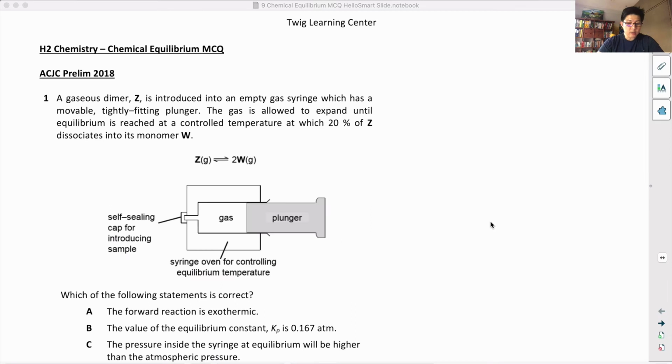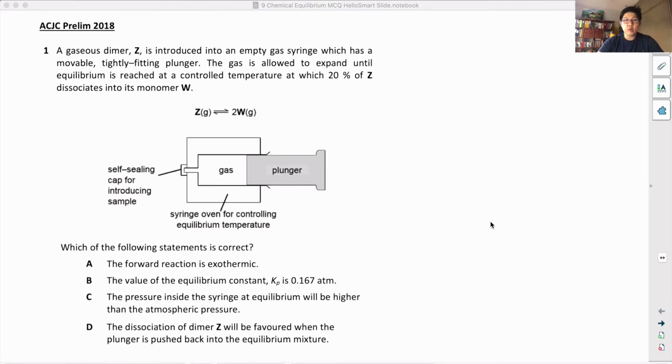Everyone, let's run through the Chem Equilibrium MCQ. We're going to start with the first question, the ACJC Prelim 2018. They say gaseous dimer Z is introduced into an empty gas exchange, which has a tightly fitted plunger. The gas is allowed to expand until equilibrium is reached at a controlled temperature at which 20% of Z dissociates into its monomer W.